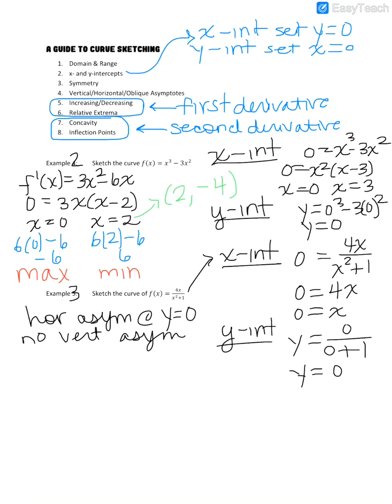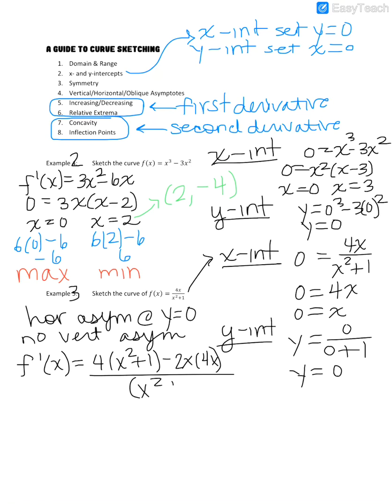Next we want to do our first derivative because that's going to tell us our critical points, our extrema, our increasing and our decreasing. So I'm going to do my first derivative. I have quotient rule: derivative of the top times the bottom minus derivative of the bottom times the top, over the bottom squared.